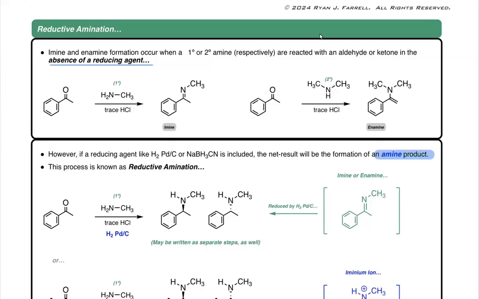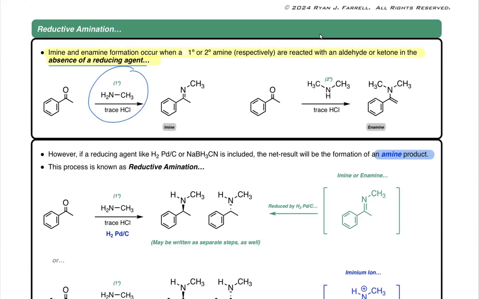In this video, we're going to discuss reductive amination. So as a quick recap, let's say that you're reacting an aldehyde or ketone with a primary or secondary amine. We're going to form an imine or an enamine. That's what we've seen. And the key thing here is we're doing so in the absence of a reducing agent.